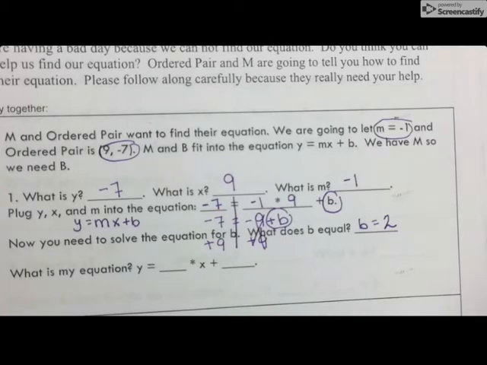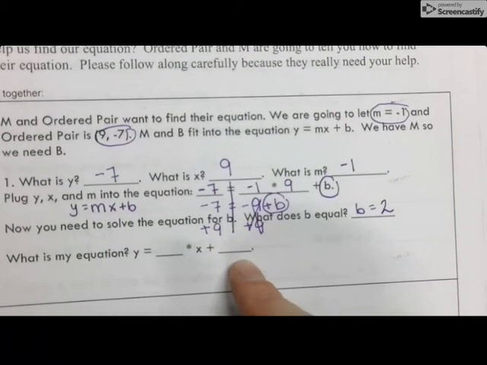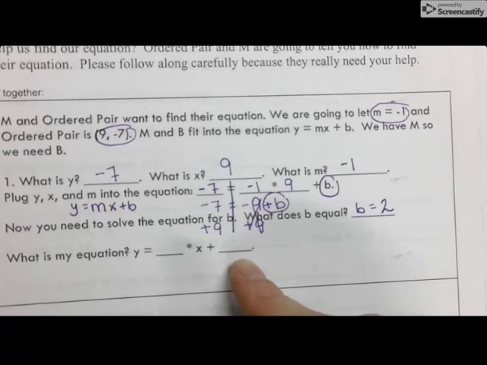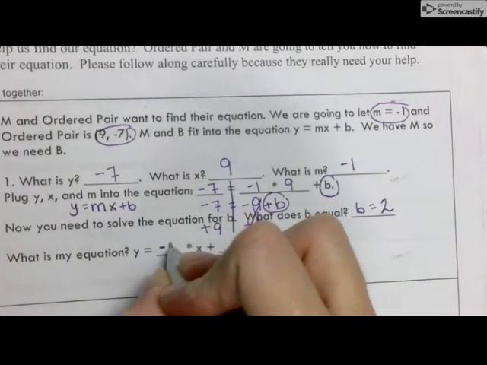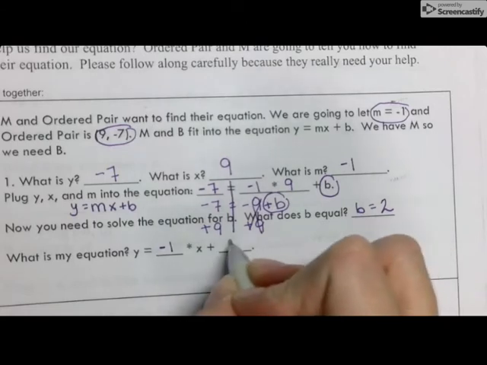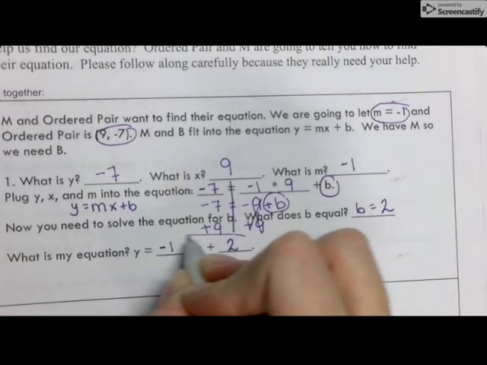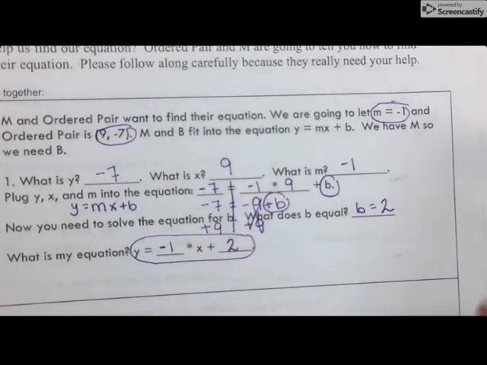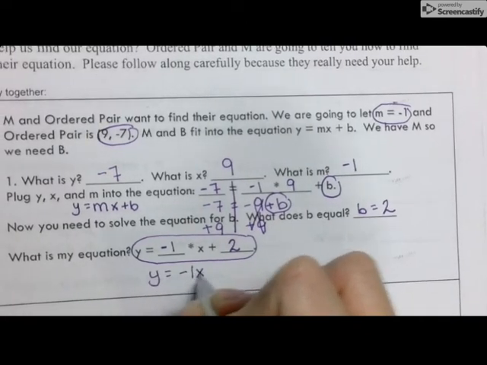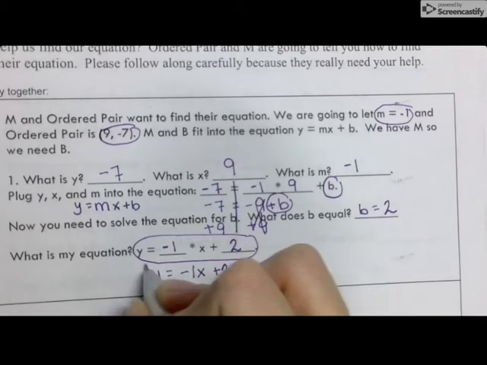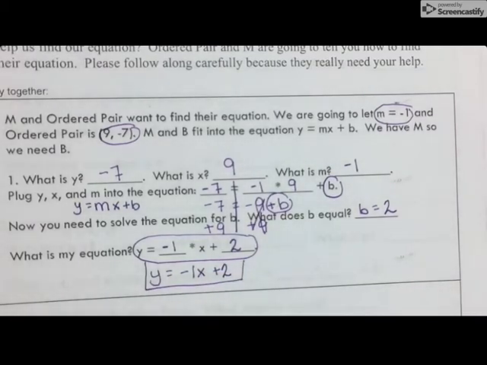+2. So now I'm going to go back to y equals mx plus b, but I'm going to fill it in only as m and b. So y equals m, which is -1, plus b, which is +2. And this right here is my answer. Or you could write it as y equals -1x plus 2. Okay? Any of those would work.